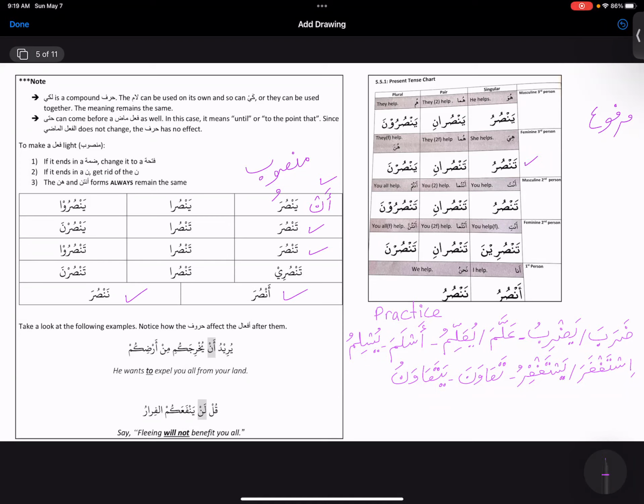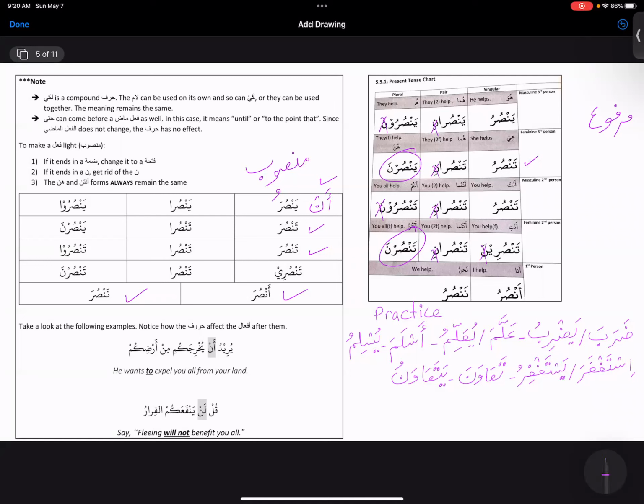Now, if it has noon in it, the rest of them, you can see they have noon, right? Except hunna and antunna. Why are we leaving them alone? Because they are a group of ladies. Can you guys touch them? No. You dare not. You are not going to touch them. The rest of them, you just drop their noons. That's all. And you have turned them into mansoob now.